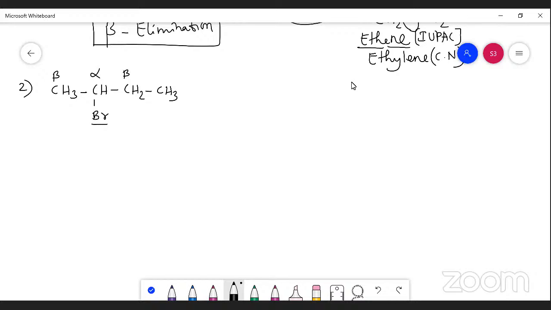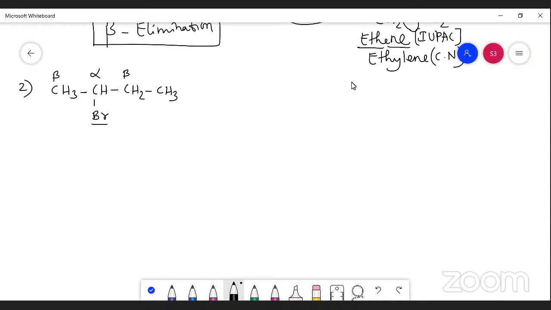So for this compound, suppose you are getting a halo compound. How are you going to do the elimination reaction, what can be your product form, and which can be taken as the major product? Now you are going to discuss. Okay, so first, what is the name of the compound?